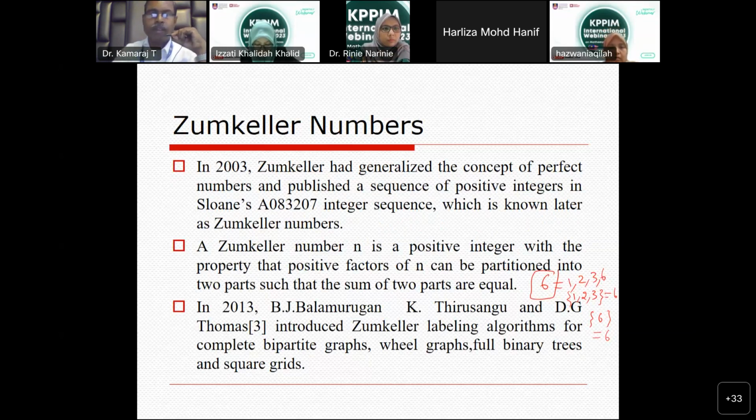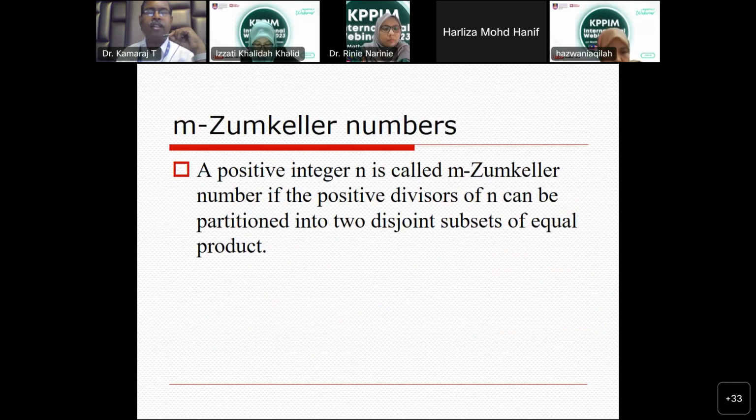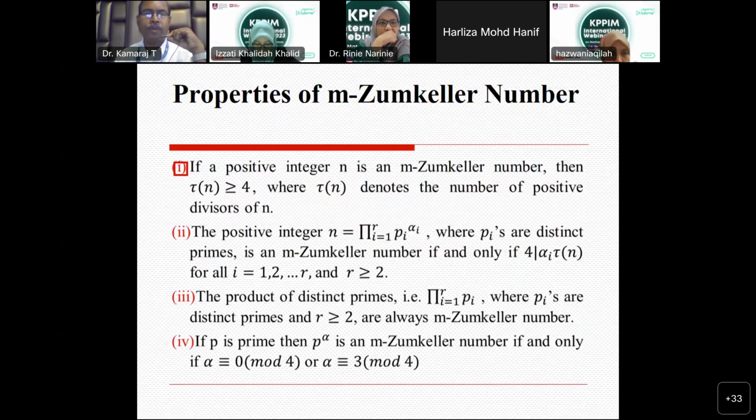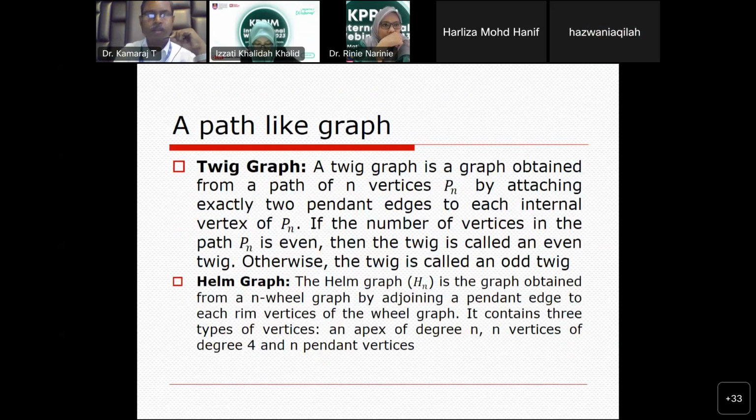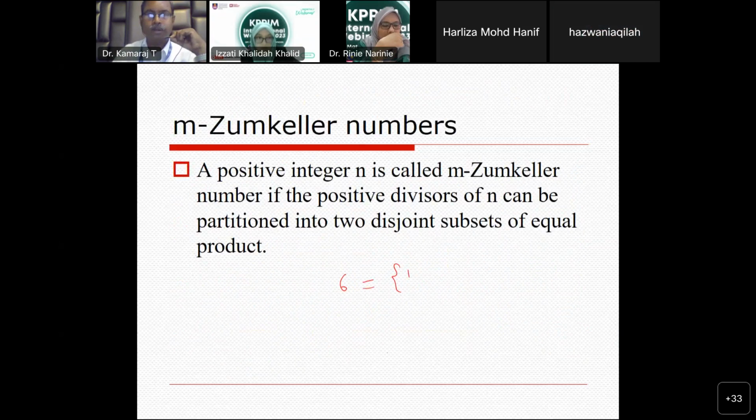Now, here M-Zumkeller is if you multiply the numbers in each of the partitions, you will get the same answer. So instead of addition, we are multiplying. I think the same 6 serves for both purposes. So what are the positive divisors of 6? 1, 2, 3, 6.